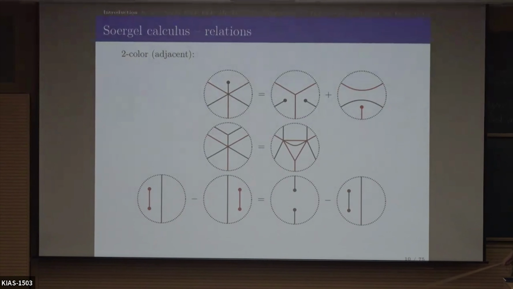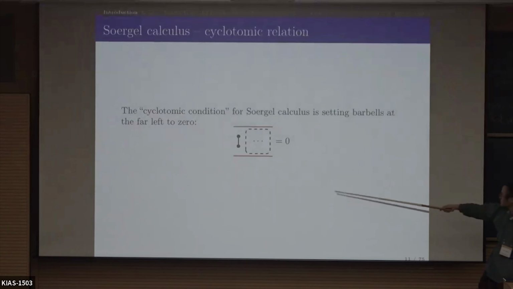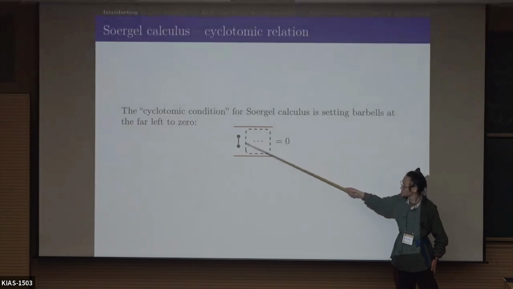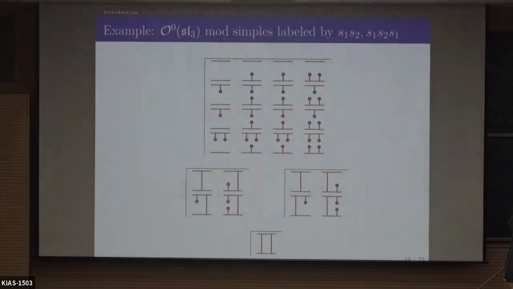And here are some 2-color relations. And the distant colors will just pull apart. And there's also a tetrahedral relation involving 3 adjacent colors that I'm not going to talk about here. Anyways, the 1-color relations are the most important for today. And there's one extra relation, which is the cyclotomic thing, which is saying that barbells at the far left, we're going to set to 0. Anytime there's a barbell at the far left, I declare that diagram to be 0.